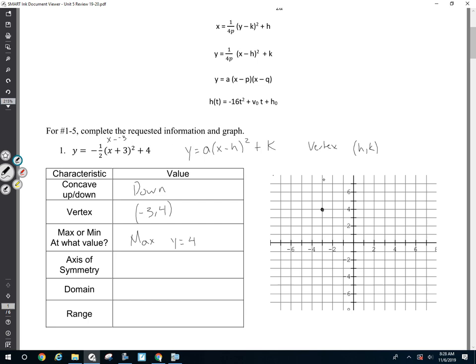The axis of symmetry is a line that cuts this in half. We can see that the axis of symmetry for y equals x squared is always going to be a vertical equation. A vertical equation passes through the x axis. All of the x coordinates are the same. It'll be the x coordinate of your vertex. The domain for all quadratics, you can plug in any x. We can say it's all reals, any x from negative infinity to infinity. The range, well, it'll be all the y values less than or equal to 4.